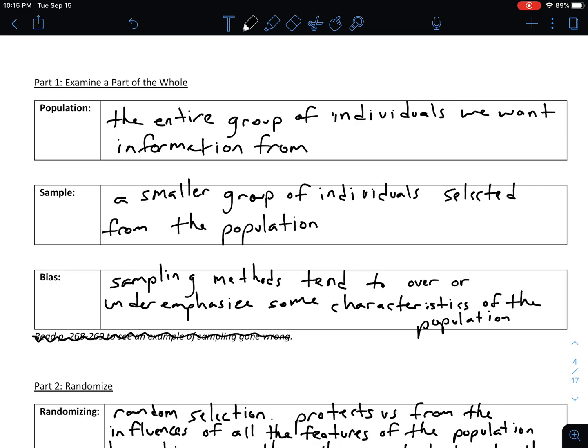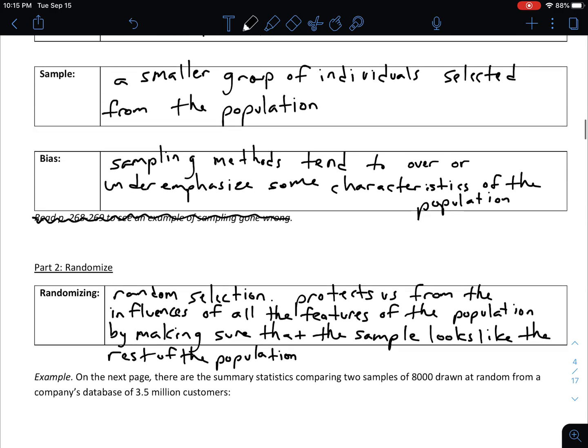So that's the idea of part one, examining a part of a whole: we want information about a larger group of individuals, but we're going to instead take that information from a much smaller group. And we'll talk about why we need to do that rather than just asking everyone at North what their opinions were.